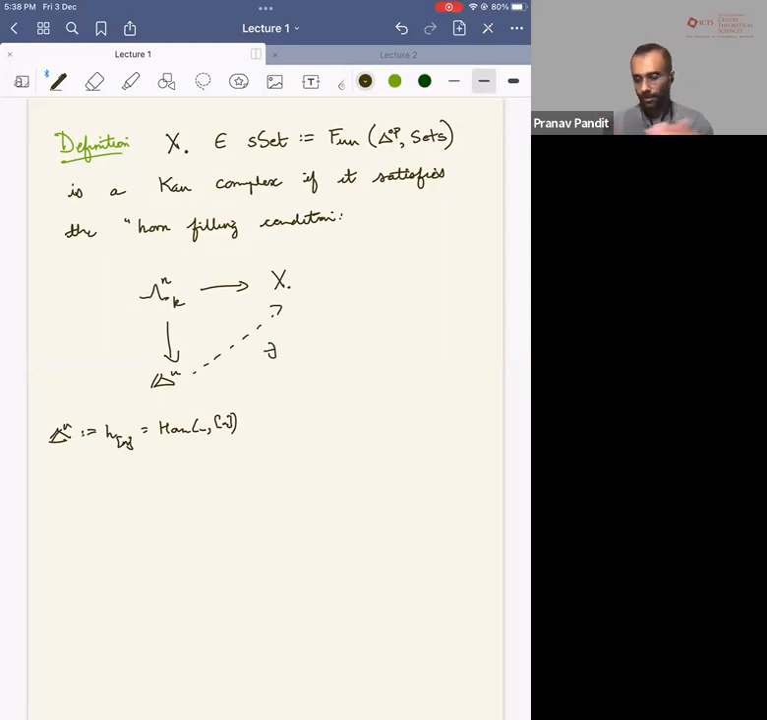So the restriction from n-simplices to their horns is surjective, for all k with 0 less than or equal to k less than or equal to n. And here's a picture of how you imagine this horn: it's all the faces that contain k. So for example, this 0, 1, 2 is the horn Λ^2_0. That's a picture of that.